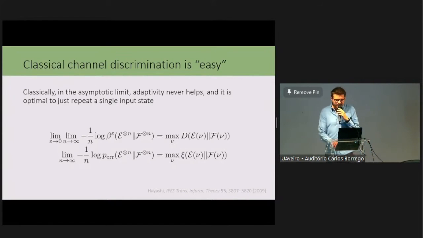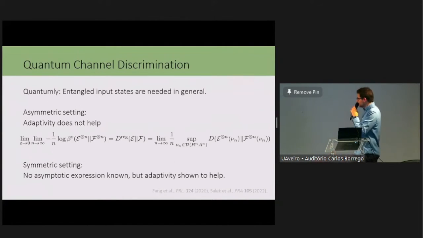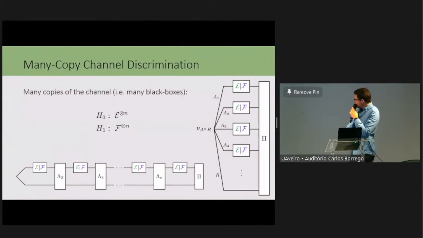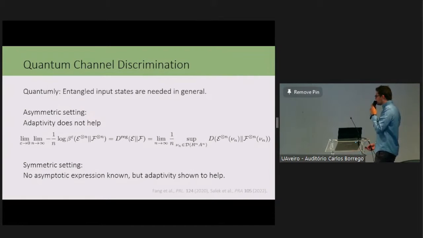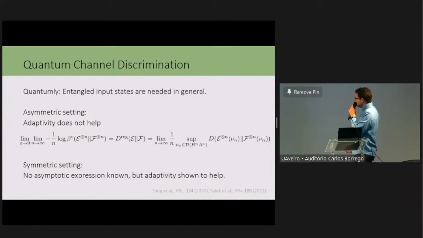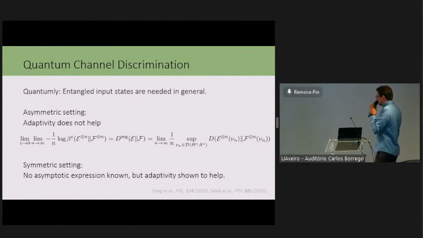So classically this is somewhat simple, but quantumly it's not. People have shown, first of all, that in this parallel case, entangled input states are needed in general for the optimal rate, and that adaptivity sometimes helps. If you look at the asymmetric error, somehow adaptivity does not help. It's been a big result that you can show that this optimal asymptotic error decay rate is given by this regularized relative entropy, which happens to be also the optimal asymptotic error decay rate for parallel strategies.